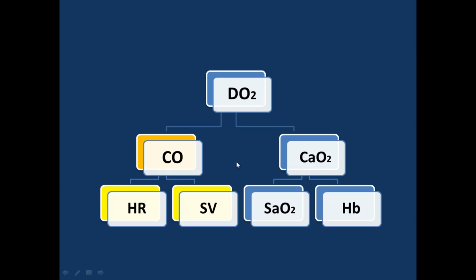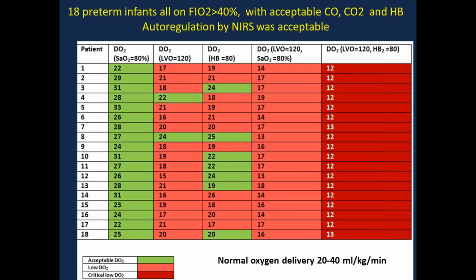Oxygen delivery is the end product of oxygen content, which is the saturation and hemoglobin, and also cardiac output. So in all of these trials, you just relied on oxygen saturation. So we did some analysis to prove the theory in our unit.